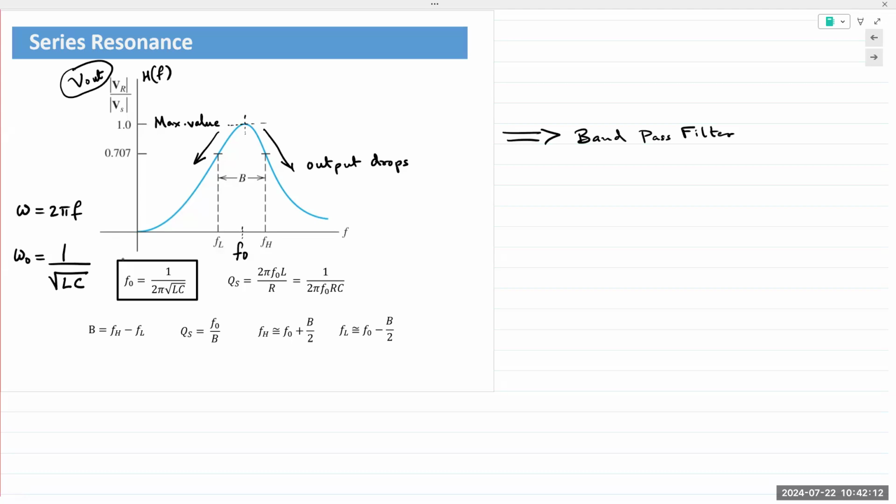Then we define two other terms, FL and FH. And I'll take a pause for a few seconds, and then we'll talk about those.